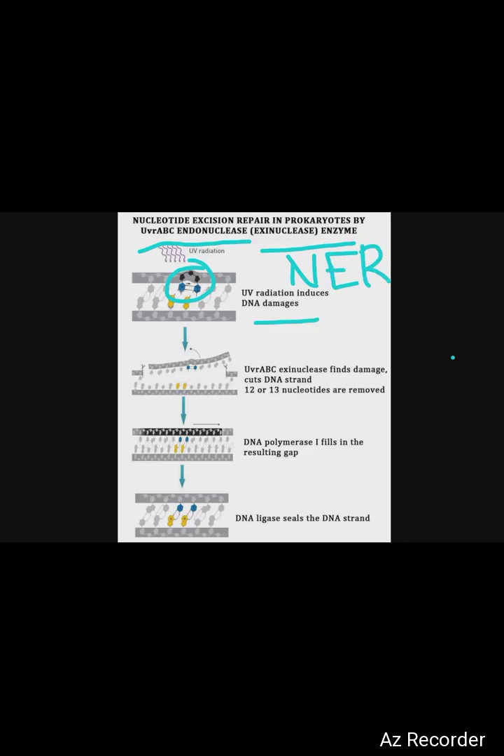Okay, so here the UV radiation is causing a TT dimer to get formed. Here you can see the blue-colored T, both of them. So DNA damage is already done. If DNA photolyase doesn't work, then this complex system of enzymes known as UvrABC exonuclease will find the damage and cut the DNA strand. You can see here it is cutting the DNA strand with the help of scissors, right? So 12 or 13 nucleotides are removed here. This you have to remember.